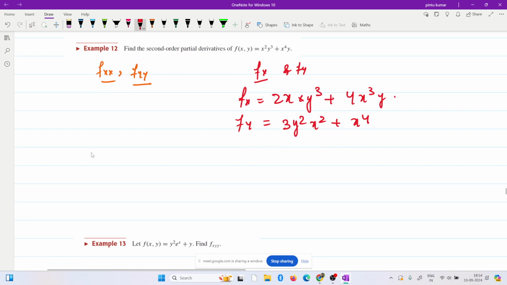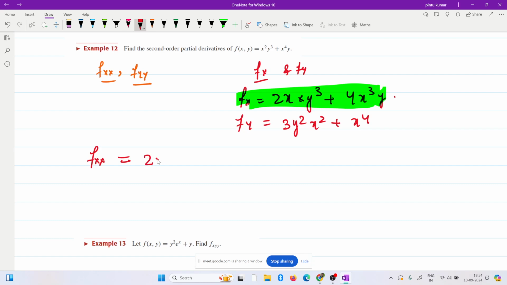Now let's calculate f of xx. This is the partial derivative of f of x with respect to x, right? So it is given by 2 multiplied by y cube plus 12x square y. Then f of yy is the partial derivative of f of y with respect to y. This is 6yx square plus 0. This is how you can find partial derivatives.